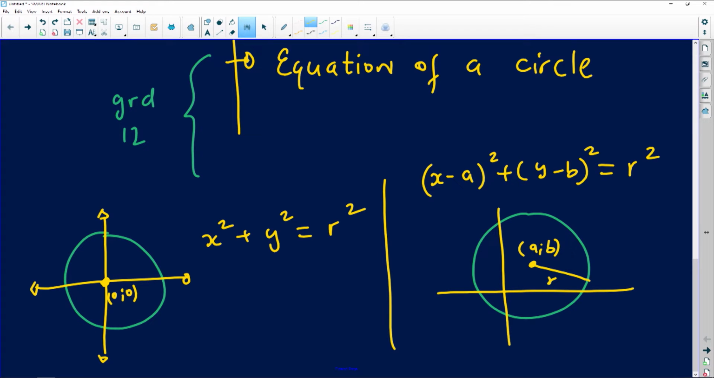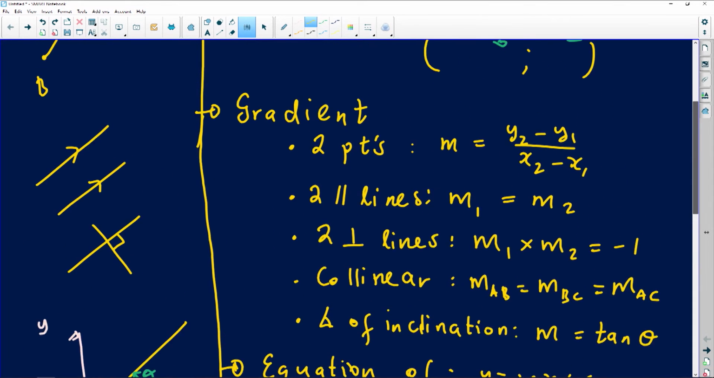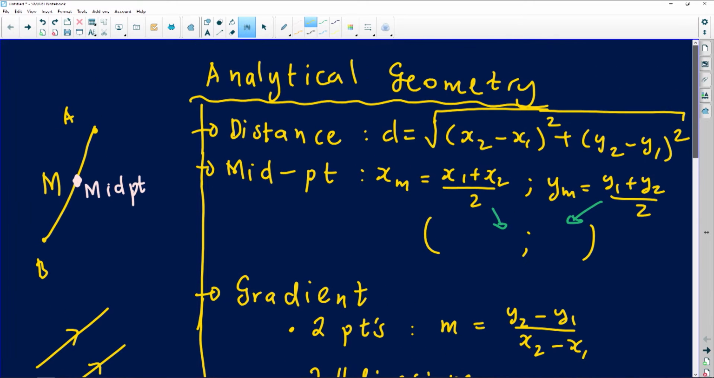(x minus a) squared plus (y minus b) squared is equal to r squared. And this is just a nice summary that helps you to understand what the story is here as far as your analytical geometry is concerned, and the things that you're going to have fun on as we go through this particular show. Everything that you've seen before is pretty much the same. The only thing that is new is the whole story about circles.